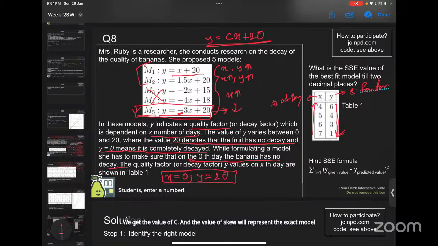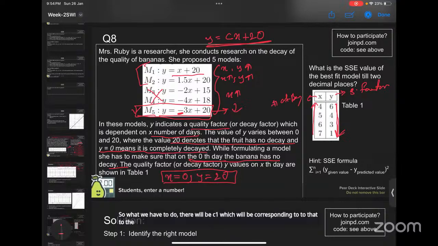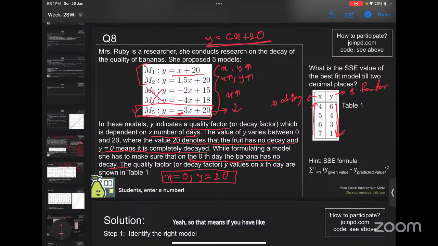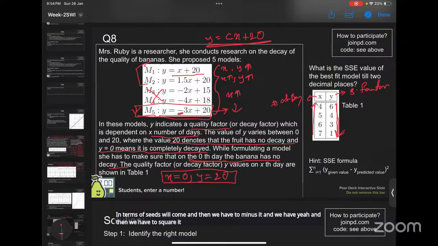So what we have to do is, there will be a C1 corresponding to the approximate value in terms of C. So in terms of C, it will come, and then we have to subtract it, square it, and sum it. And after squaring it, we have to differentiate and make it equal to 0.